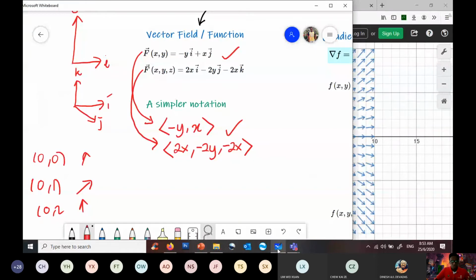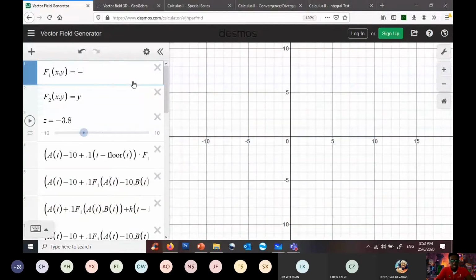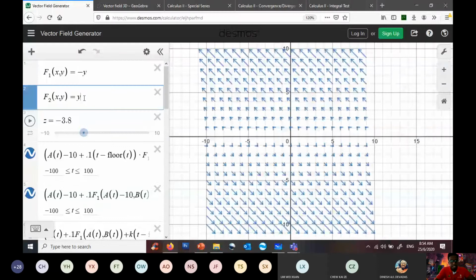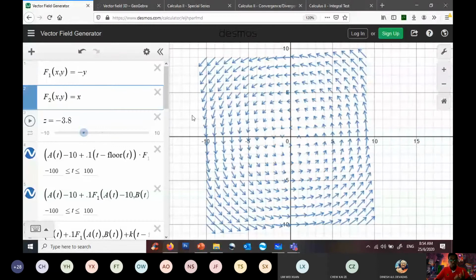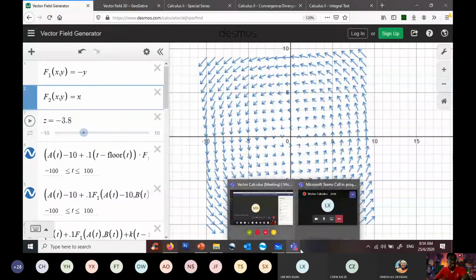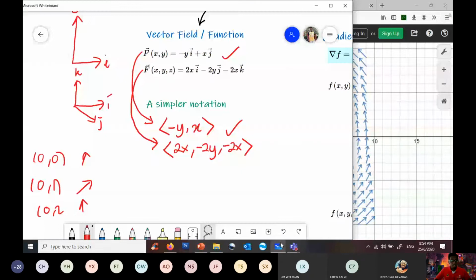So our vector just now was (negative y, x). This is how the vector field looks like. Can you see it's a bunch of arrows plotted together, but once they are plotted together, you can see some kind of pattern there. So this is how a vector field looks like, but without using any software, it would be extremely hard to do. So let's try one more. This is a two-dimensional vector field because you only have two components.